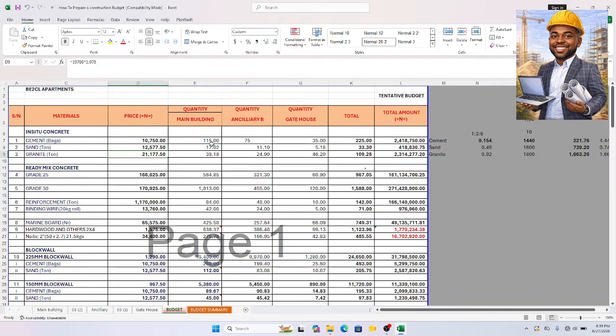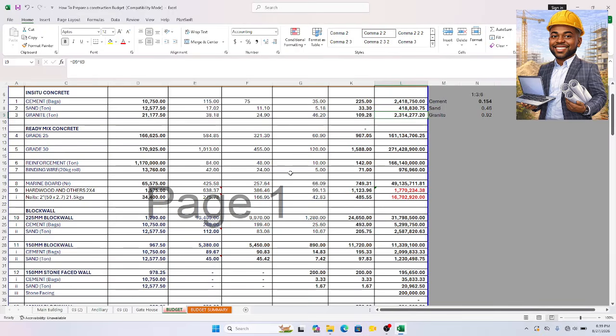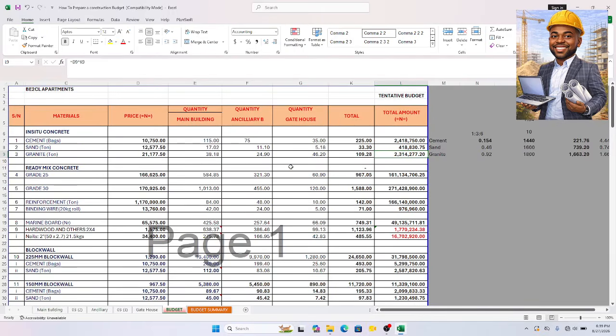So I hope you understand now how we arrive at this. So this is times this. This is the amount. So my budget for blinding is 2.4 million. For the blinding, the sand is 418,000, and the granite 2,300,000. Now the next item is ready mix. Now I see the way it is. That's what I'm going to do for each and every item. Quantity surveying. All right, ready mix.